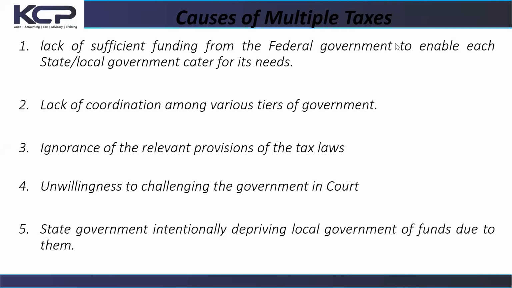Then the fourth one is unwillingness to challenge the government in courts. Very many people feel that government should not be challenged in courts. So when they see that there are duplications of these taxes, instead of coming to challenge them in courts, we don't. So unwillingness to challenge government in courts could also contribute to multiplicity of tax. Then the next one is state government intentionally depriving the local government of funds that are due to them.